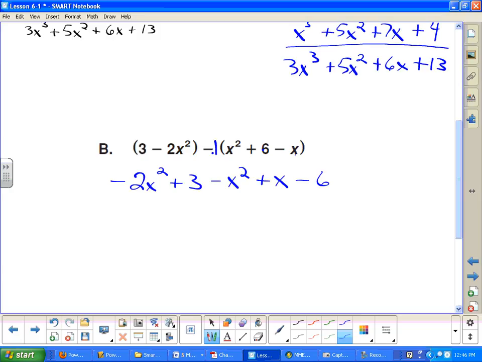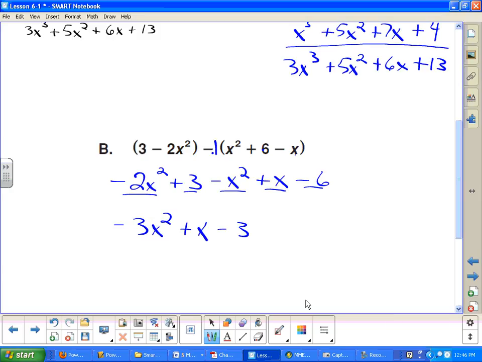Then we can combine the like terms. X squareds, I got them here. So that'll give me negative 3x squared. I have just one x term, so plus x. And then 3 minus 6 is negative 3. And that's your answer. Okay, questions?